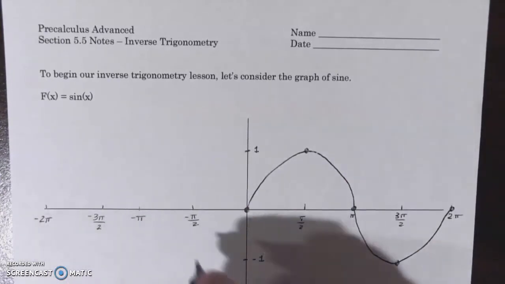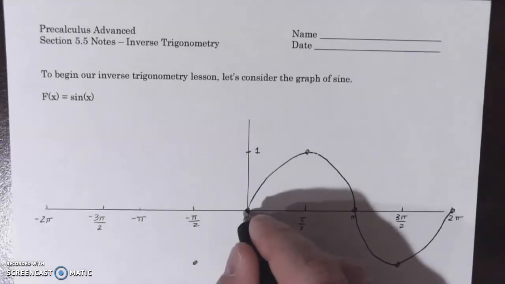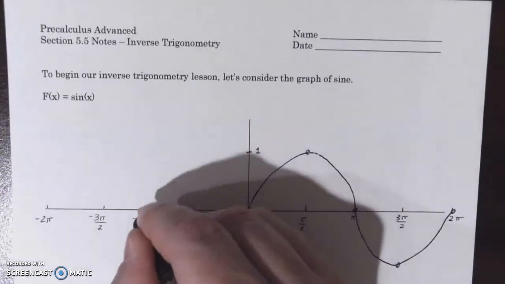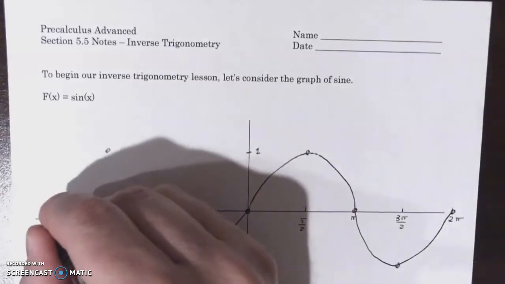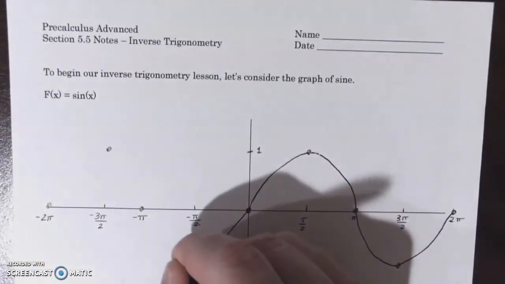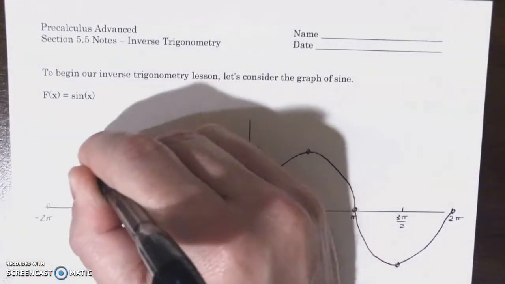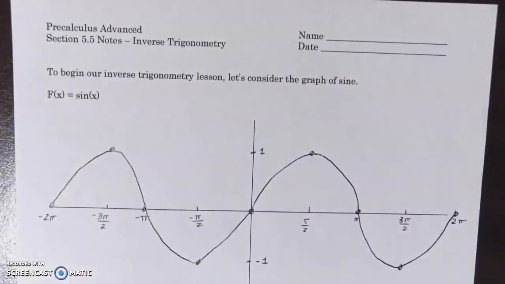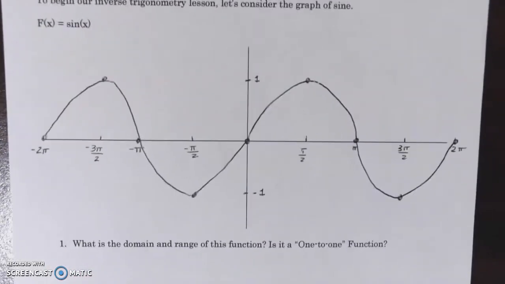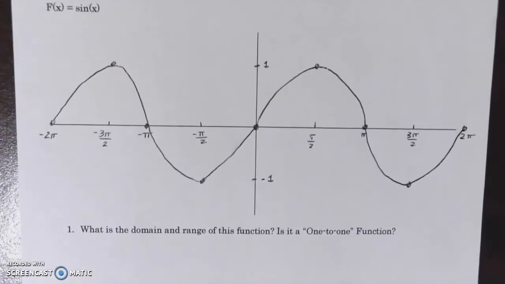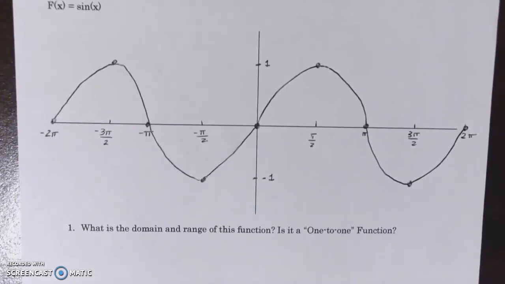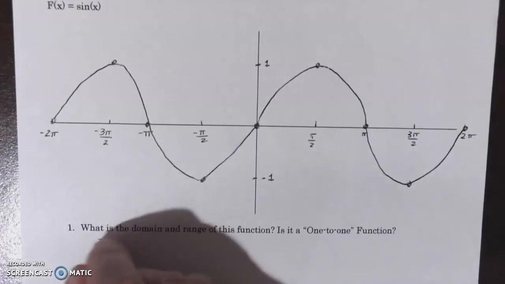to negative 2 pi to show you, A, that if we remember this graph, it will go on forever. And also for a very important part of inverse trigonometry. Okay? Now again, that's just part of the sine graph. It does go on infinitely in both directions. Our first question to try to tie this parent function into our inverse lesson is, what is the domain and range of this function?